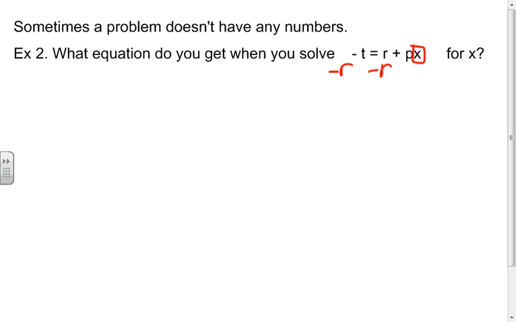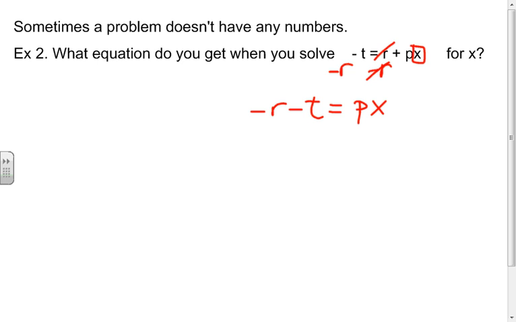Some of you have been trying to put a subtract r over here. No, you put one of them on each side of the equal sign. Okay? A positive r and a negative r are inverses, so they cancel. On the left side, I have negative r minus t. On the right side, I have p times x.